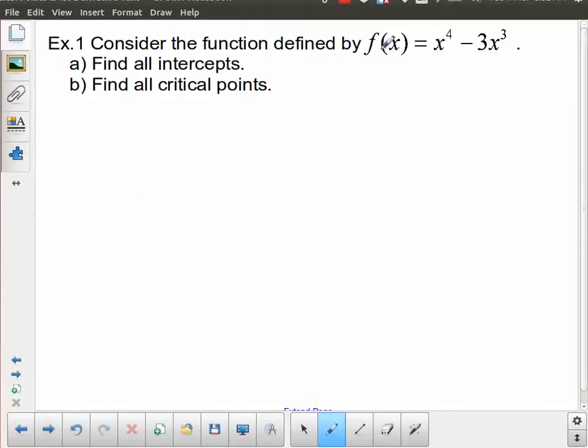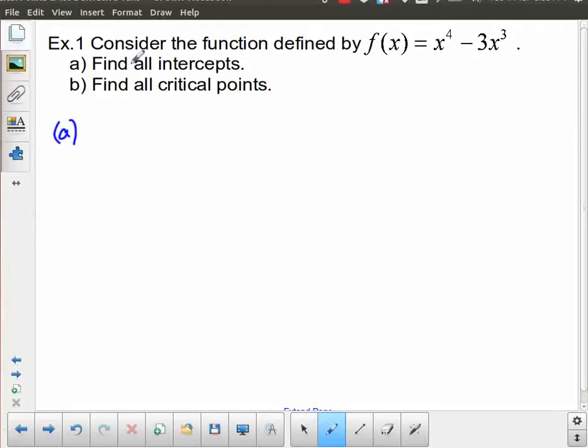Consider the function defined by f of x equals x to the 4 minus 3x cubed. So simple polynomial, its domain is all values of x, and it is differentiable everywhere. First of all, find all intercepts. So that means find all x-intercepts and find all y-intercepts.